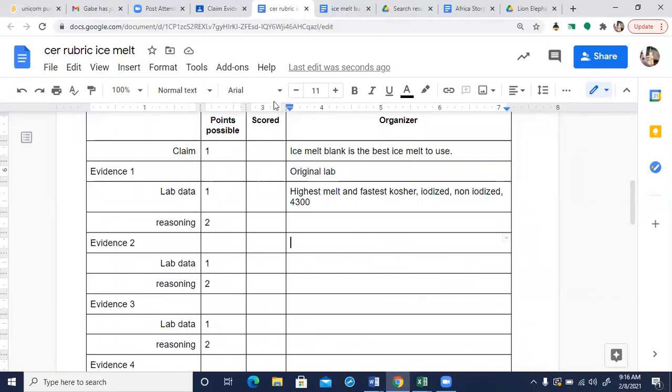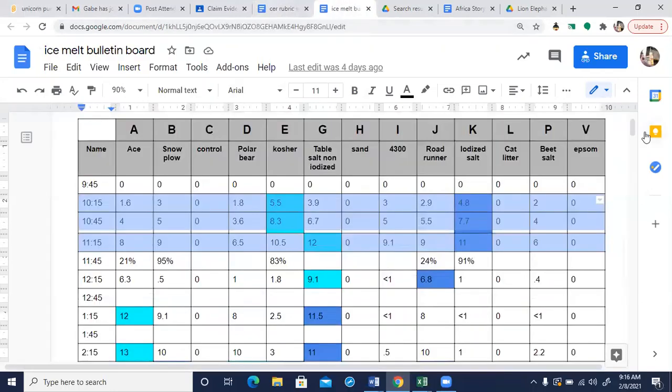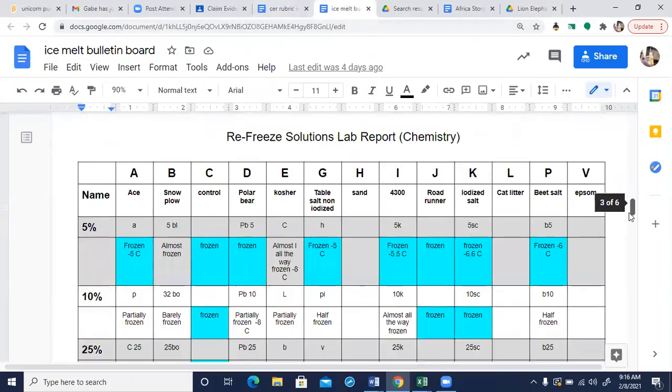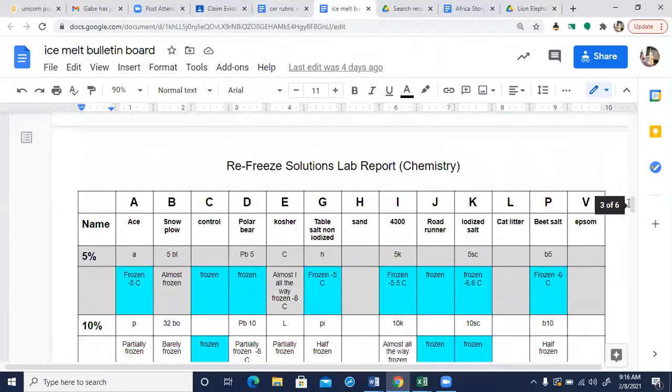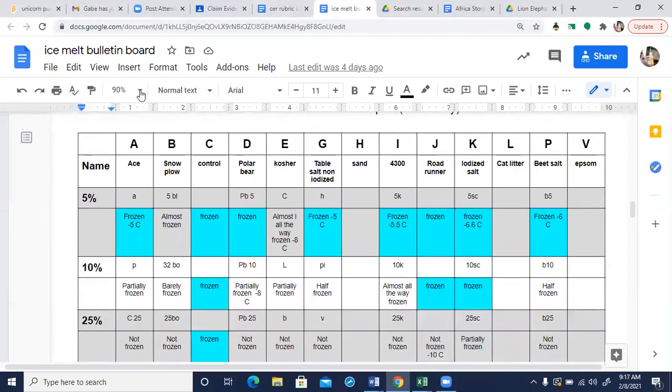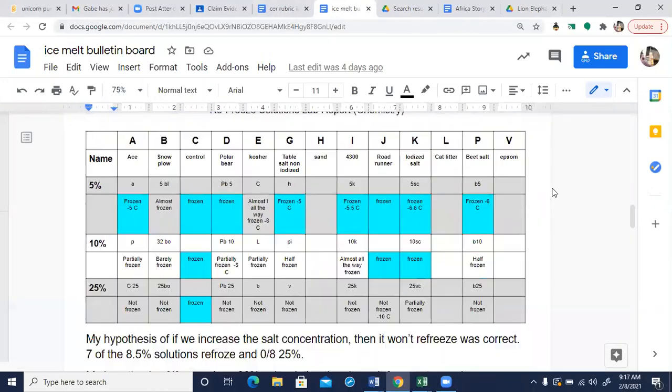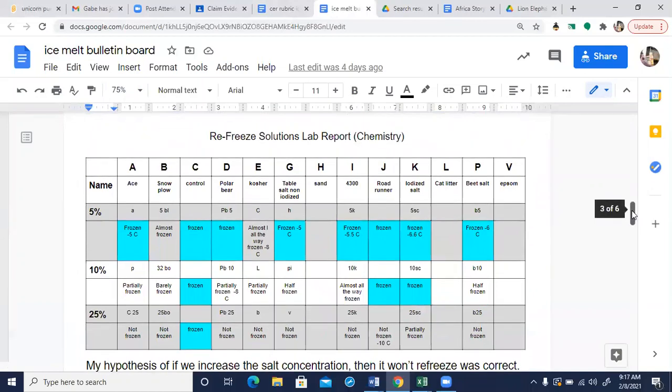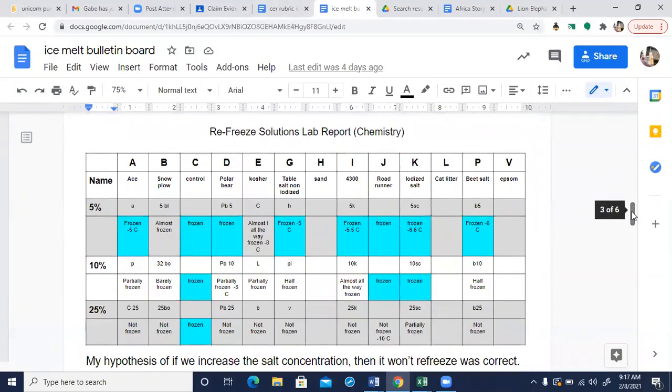All right. Evidence two comes from the second lab, which was the refreeze lab that the chemistry students did. They put salt water in the freezer to see which one would freeze. And here's what it says. How do you know which one's the best on the refreeze?